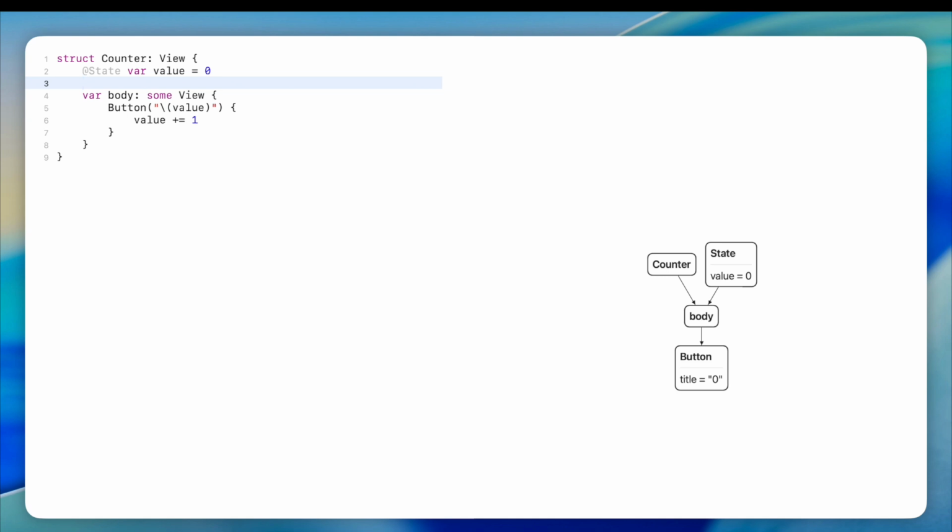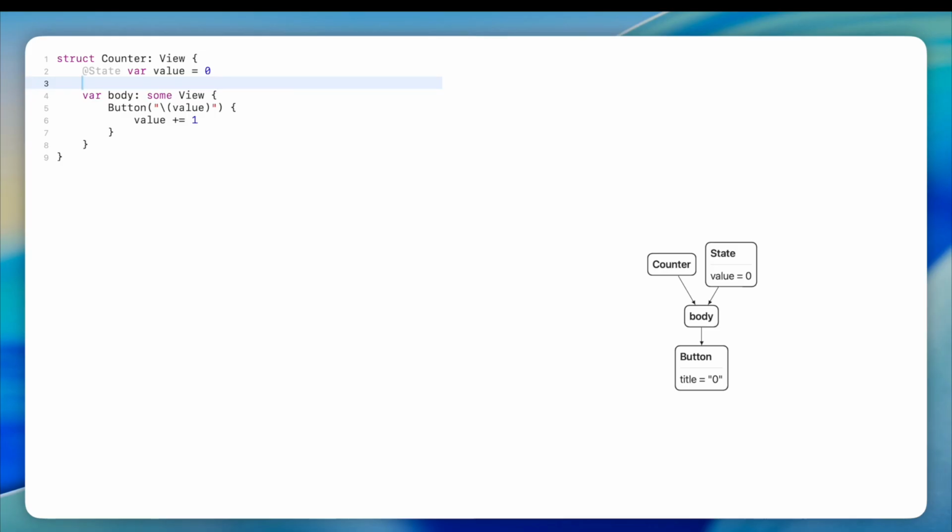And so the attribute graph really tracks dependencies. It's not a one-to-one representation of what we write in our code, because there the state would be a child of the counter, but it's really saying if the counter changes, the body needs to be reevaluated, or if the state changes, the body needs to be recomputed.